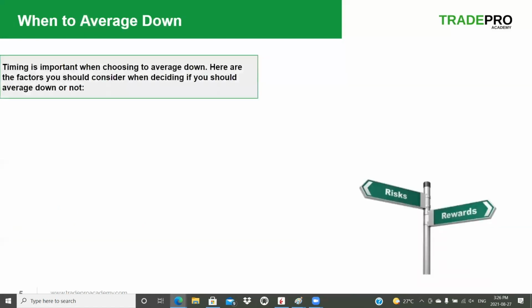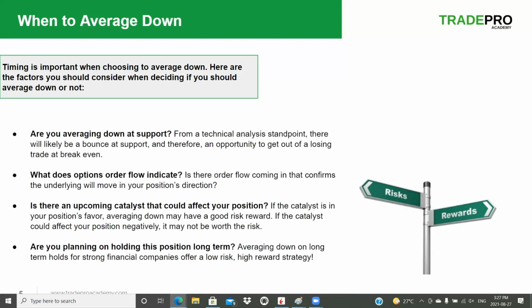So when to average down. Timing is important when choosing to average down. Here are the factors you should consider when deciding if you should average down or not. Are you averaging down at support? From a technical analysis standpoint, there will likely be a bounce at support. Now, not always, but there could be. And therefore, an opportunity to get out of a losing trade at break even.